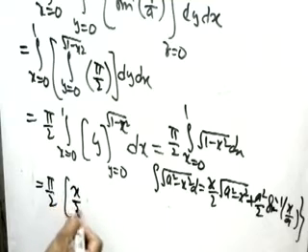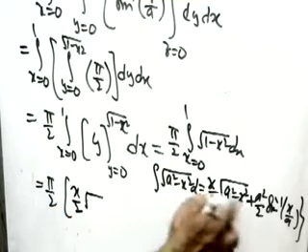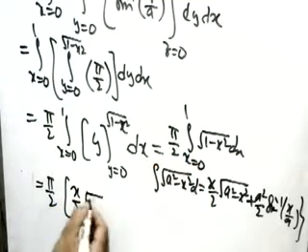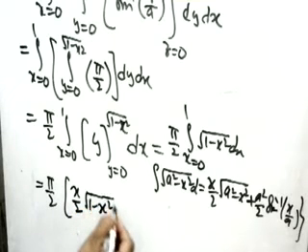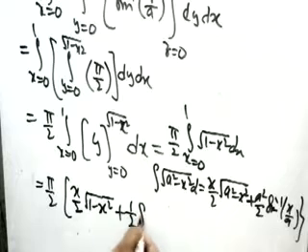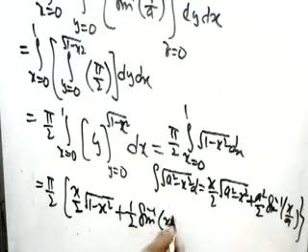In place of a we are having 1. So I'm using pi by 2 into x by 2 into under root of a square minus x square. In place of a we are having 1, so 1 minus x square plus a square by 2, that is 1 square is 1 by 2, sine inverse x by a is 1. So limits are 0 to 1.